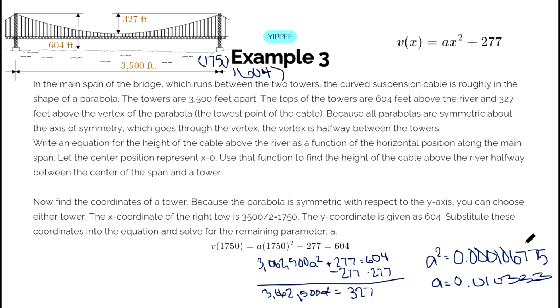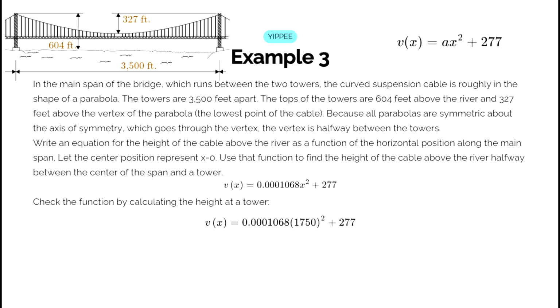1068. Yeah, okay. And they rounded that time. I don't know why. So they left it at the a squared. So they have blah x squared plus 277. I'm not sure why, but you do you, boo. Check the function by calculating the height at a tower. So this is our new formula. Sure, you do you, boo.